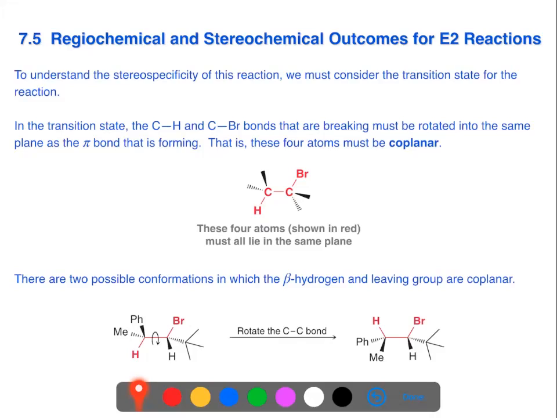And so, as much as there are two possible conformations in which we can draw this particular structure, the one that will actually lead to the formation of a product is when this carbon-hydrogen bond and this carbon-bromine bond are 180 degrees away from one another. So yes, we have two possible conformers. Remember back to our Newman projections. There are two possible conformations that we can draw for this particular substrate, which place these four groups coplanar with respect to each other.